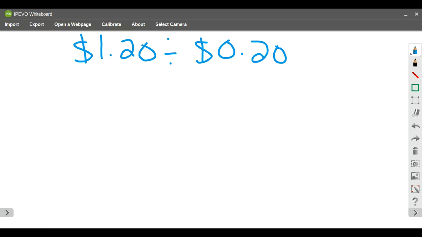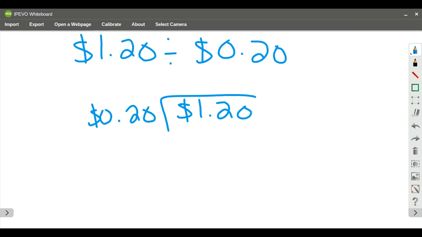All right, so for today's lesson, we are going to move into dividing decimals by a decimal, and it looks a little bit different than when we were dividing by a whole number. So if I go ahead and set this problem up, I have $1.20 and I'm dividing it by 20 cents. So if I take my $1.20 and put that inside the box and put my 20 cents outside the box, we have learned so far that when we divide decimals, we bring the decimal straight up.